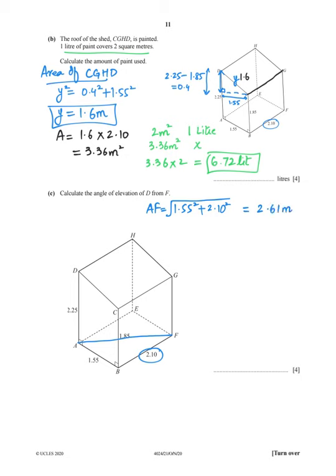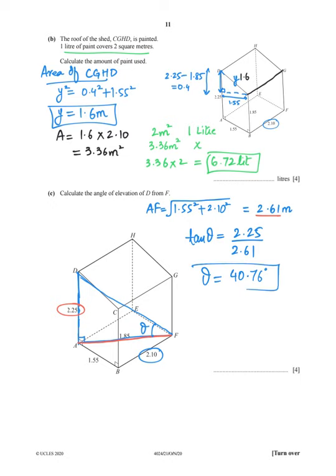Alright. So the angle of elevation we need to find. If I complete the triangle here, so this is the line AD, and if I connect it to make a triangle, that is my triangle, right? This angle is 90 degrees here. I have the length of 2.25 and the length of A to F, which equals 2.61. So I need to find the angle theta. I can use tan here, so tan theta equals 2.25 divided by 2.61. The angle of elevation after inverse of tan is 40.76 degrees, and that is your answer.